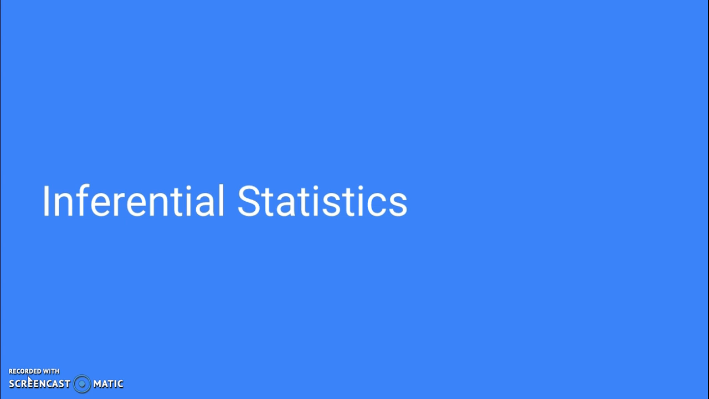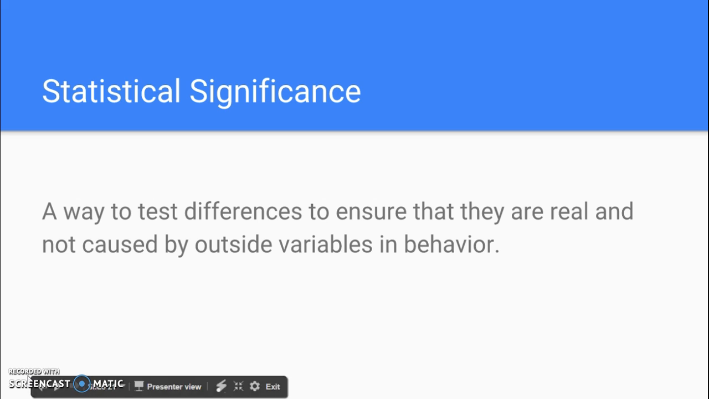We can say through running these tests that it is unlikely that we got the change between the control and the experimental group by chance. And so these inferential statistics allow us to make a comment on our statistical significance. And so it is just a way to test the differences in our groups to ensure that they are real and that they are not caused by outside variables or by chance.